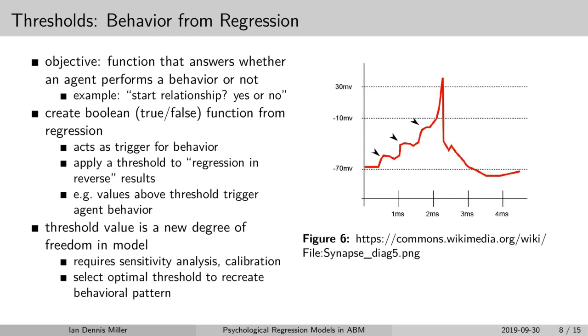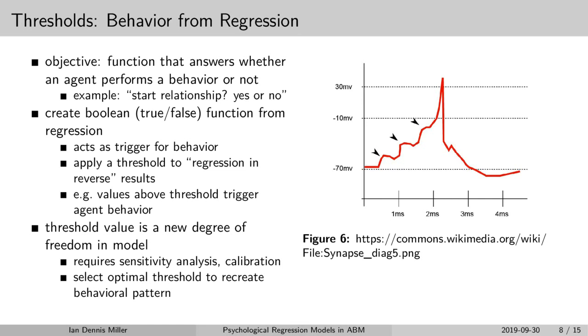Now, ultimately, we need to derive behavior from the regression model that we're adapting here. One way to do this is to apply a thresholding function to the results of the regression in order to determine whether or not an agent should engage in a behavior modeled by the regression. This amounts to creating a Boolean function that returns true or false, and it answers the question, does the agent engage in the behavior, yes or no? This threshold function acts like a trigger for that behavior. When values are above the threshold, that's going to produce a true or a yes result to this behavioral trigger function. When the values are below, then the agent does not engage in the behavior.